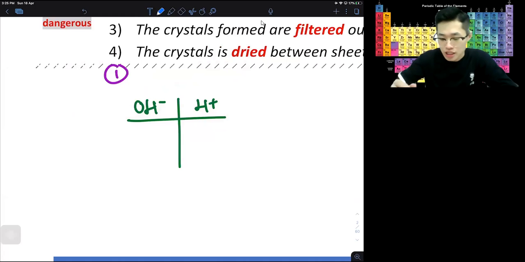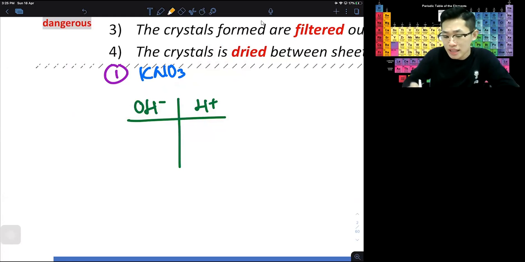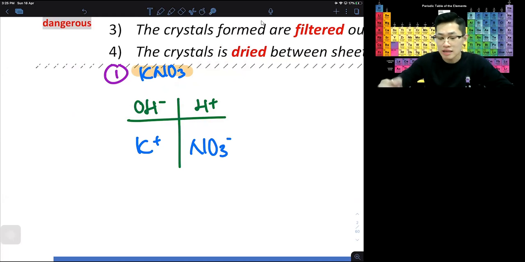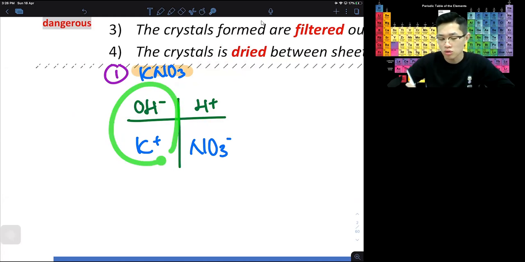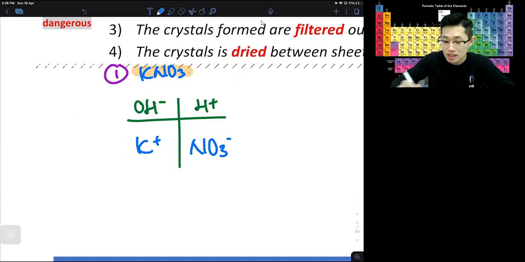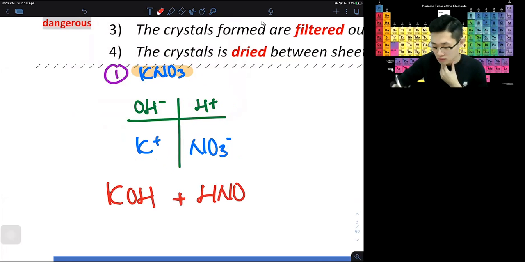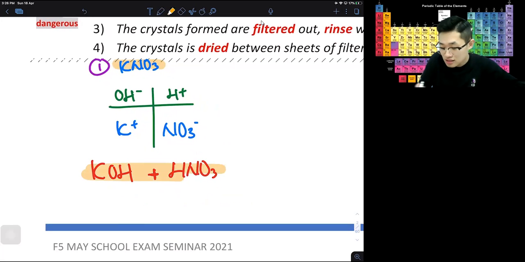After I put the OH and H, as I said, I want to make the KNO3, right? If I want to make this salt, I will just split it into 2 and put the ions like this. And then you can immediately see, this shortcut will give you the answer immediately. It tells you that you need K plus OH minus, KOH, and then to react with H plus NO3 minus, HNO3. So these are the reactants.